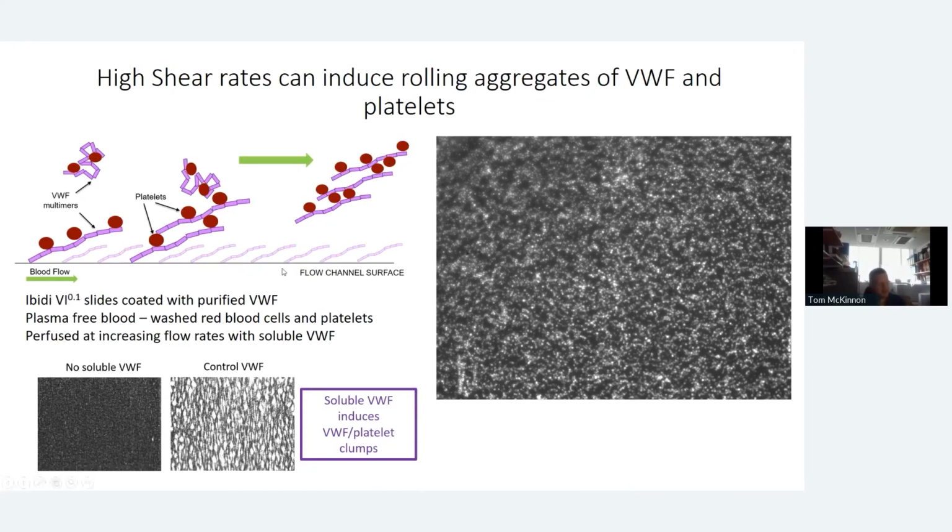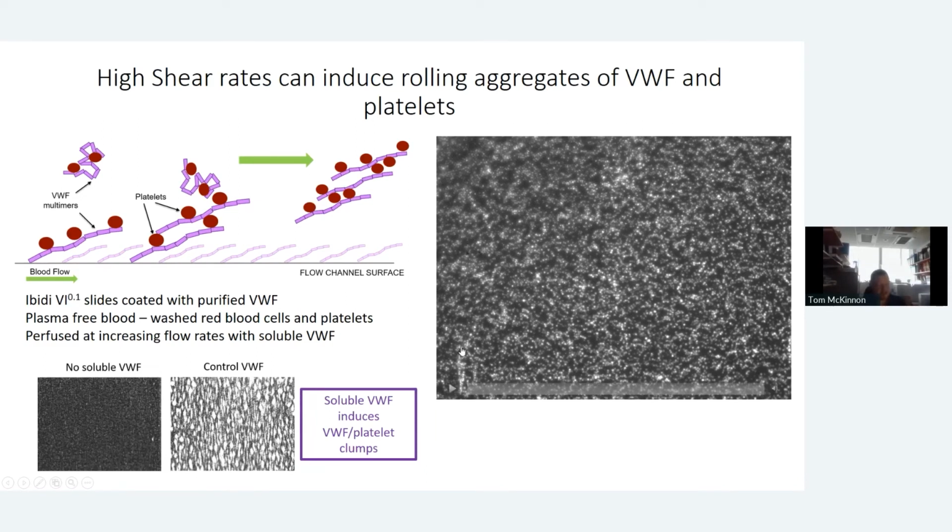Now, another way which we've optimized to examine this is a feature which occurs with VWF. If the shear rate is high enough, the molecule can spontaneously unfurl. What we do is we take ibidi 0.1 slides and coat them with purified VWF protein. We take plasma-free blood, so again, washed red blood cells and platelets, and we can spike in soluble VWF. Now, if we don't have any soluble protein, we just have a series of platelets which will bind to the VWF surface. If we add back soluble VWF, we get much more intensive platelet capture.